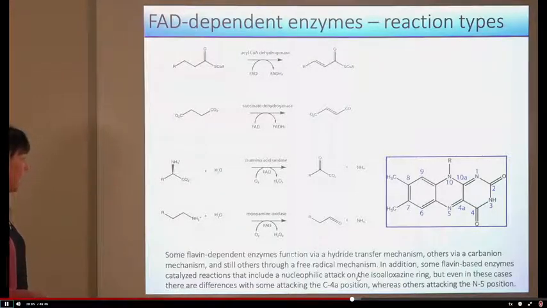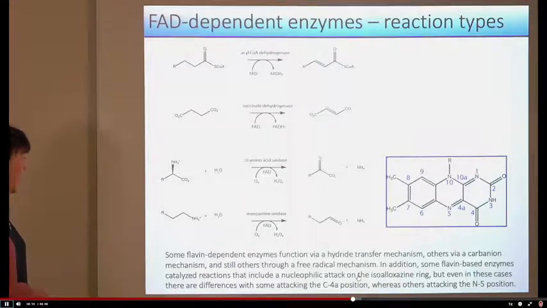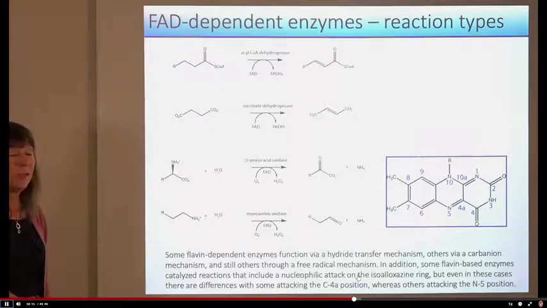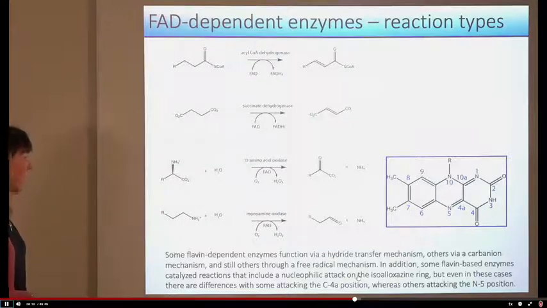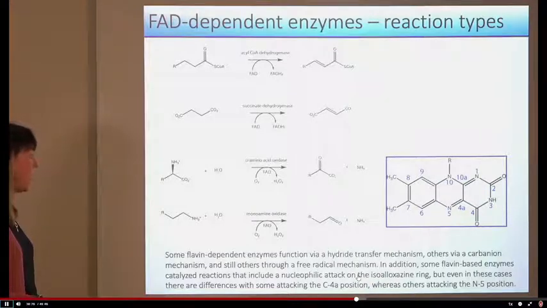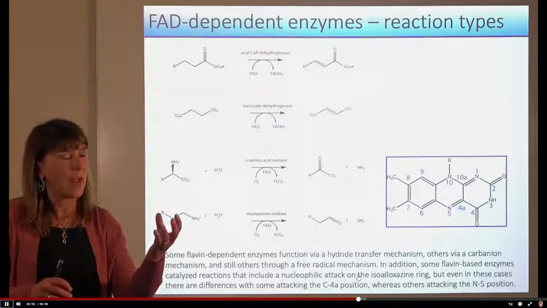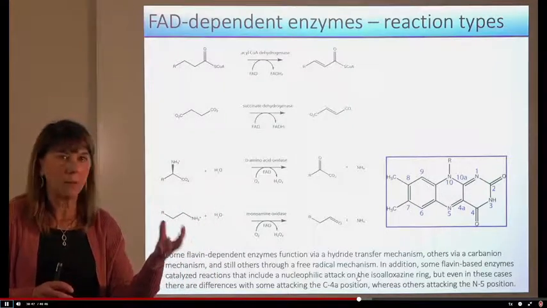So, some flavin enzymes function via hydride transfer, just like NAD or NADP. Others go through a carbanion mechanism. Some go through a radical mechanism. There's a lot of them out there that we still don't understand how they work. And sometimes, there's actually molecular oxygen that will bind to these rings. So it's not only moving electrons, sometimes you'll get oxygen or something else binding here, and where they bind depends on the enzyme. So some will bind at the N5 position here, and some will attack the 4A position there. So not only are they moving electrons around, sometimes they're actually part of the reaction in terms of getting hydrogen peroxide or something down there as well.